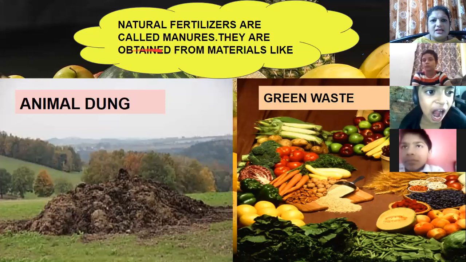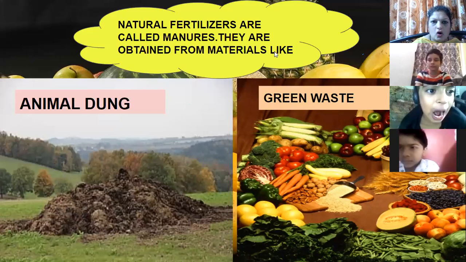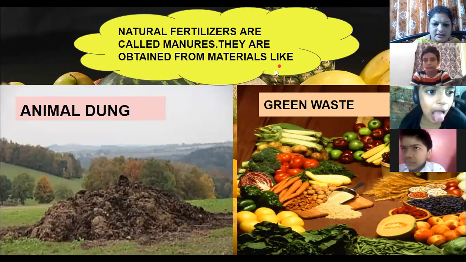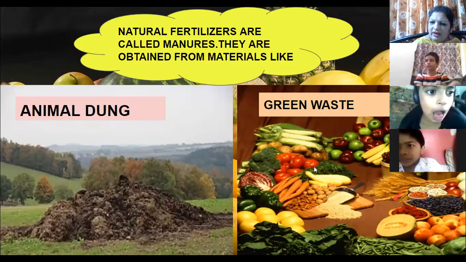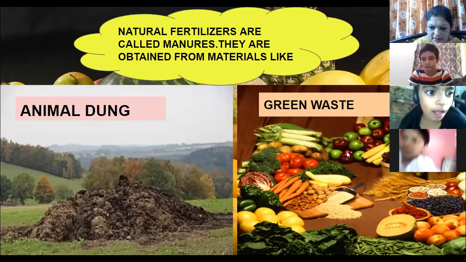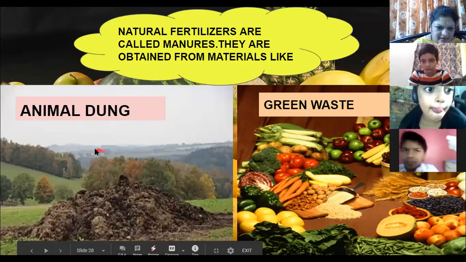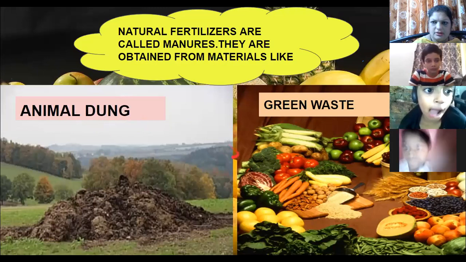Natural fertilizers are called manures. What are they known as? Manures. Natural fertilizers are called manures. They are obtained from materials. This manure is obtained from animal dung and green waste. And I told you what green waste is: the waste coming out of the vegetables, usually from the kitchen. And animal dung means animal waste.